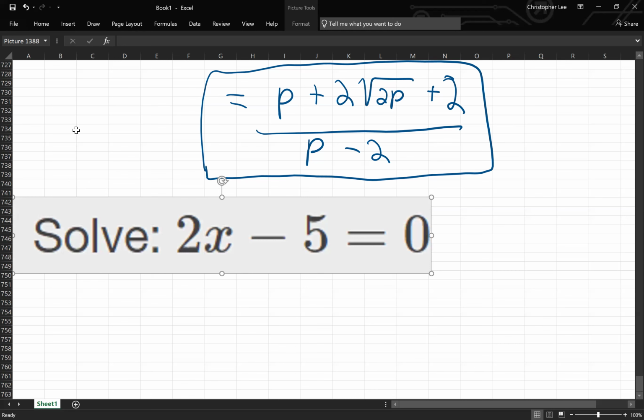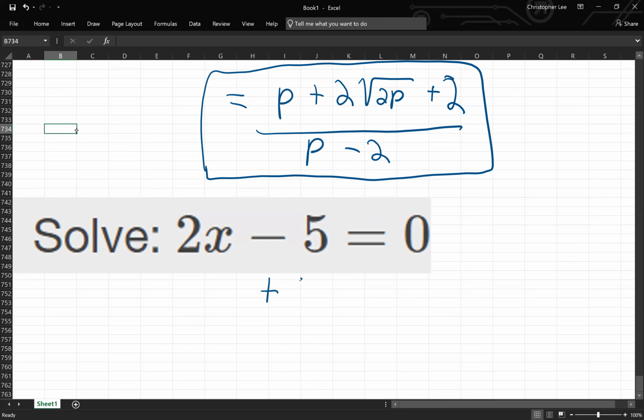So let's say I want to solve this. I have 2x minus 5 equals 0, right? And the goal here is I want to solve for x. So what does that mean? That means I want all my x's on one side, all my numbers on the other, right? So let's start this off. I'm going to add 5 over here, because I want to isolate the x. That's the idea. Isolate x by itself.